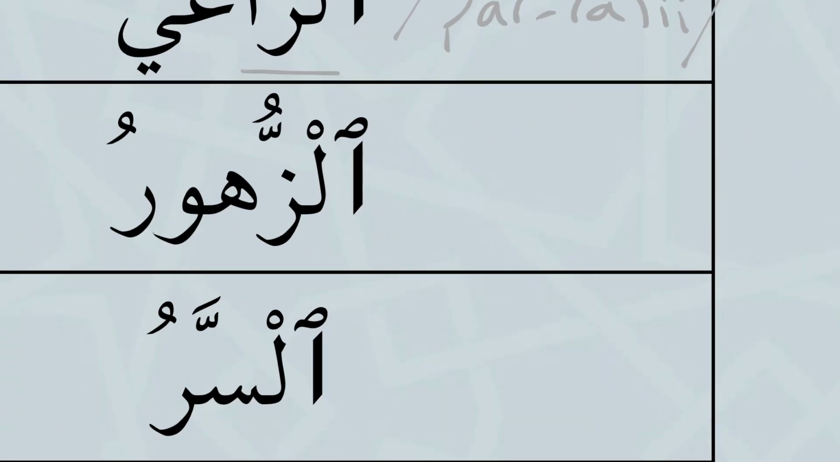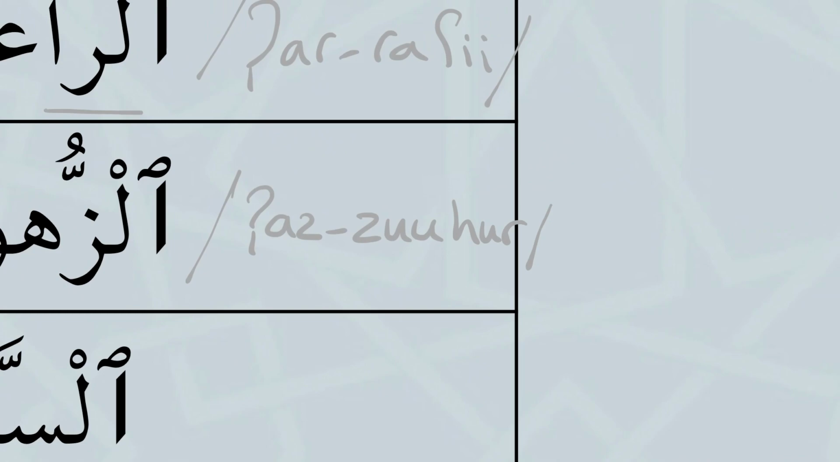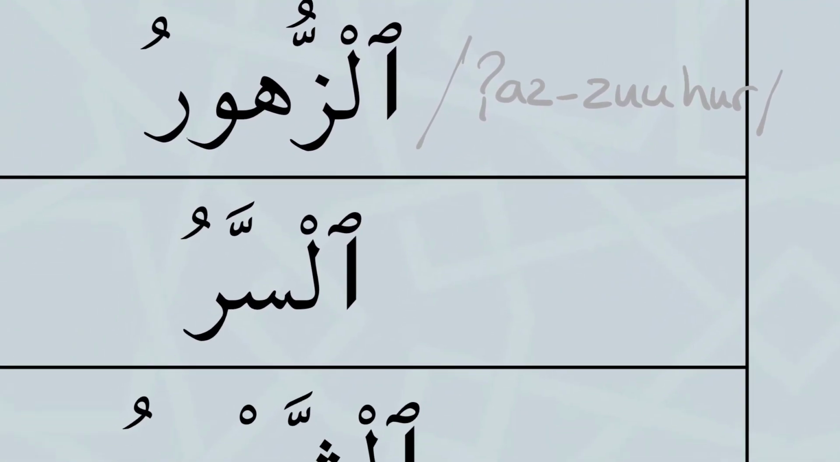الزهور. Let's transliterate it: hamza, az-zuhur, right? The flowers. Then السر. No, this one is السر, but I goofed up, so it's السر, the secret. Let's transliterate it.